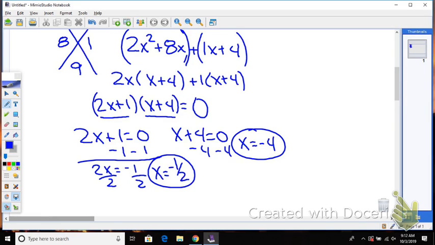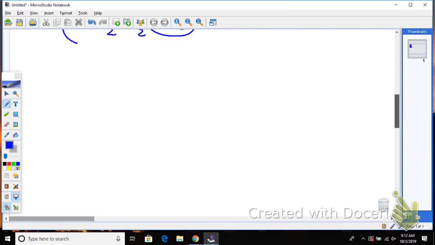Easy enough? So basically it's what you already know how to do plus this step. Okay, let me show you a different type of factoring, one that's actually a little bit easier to factor, but you can solve by factoring.